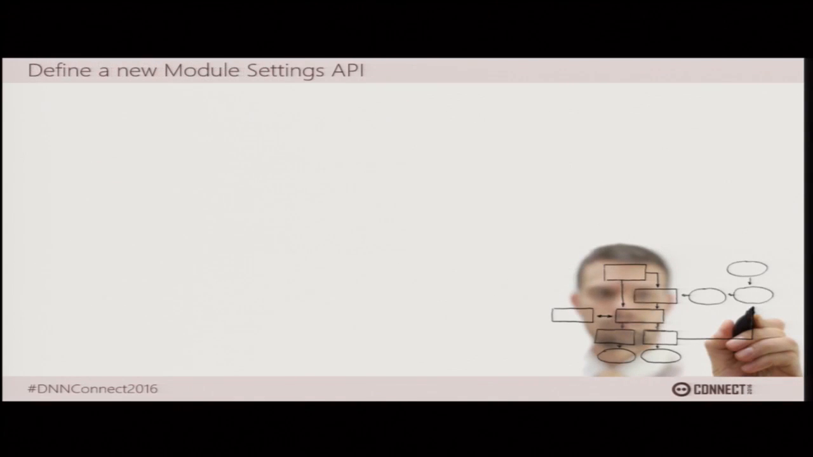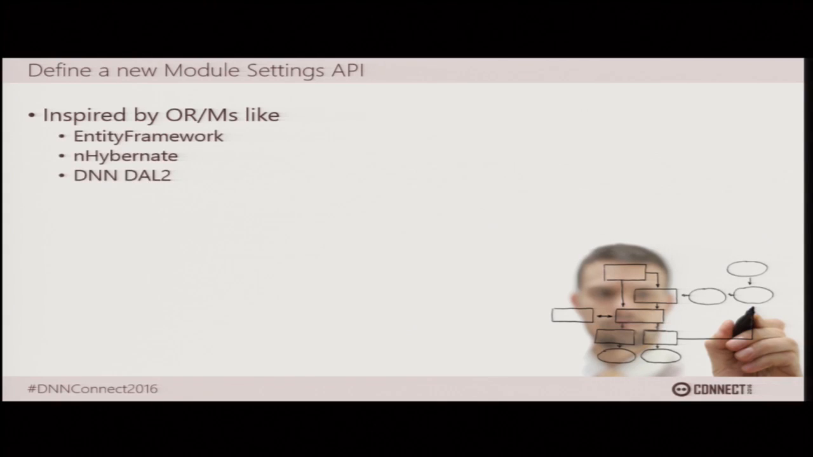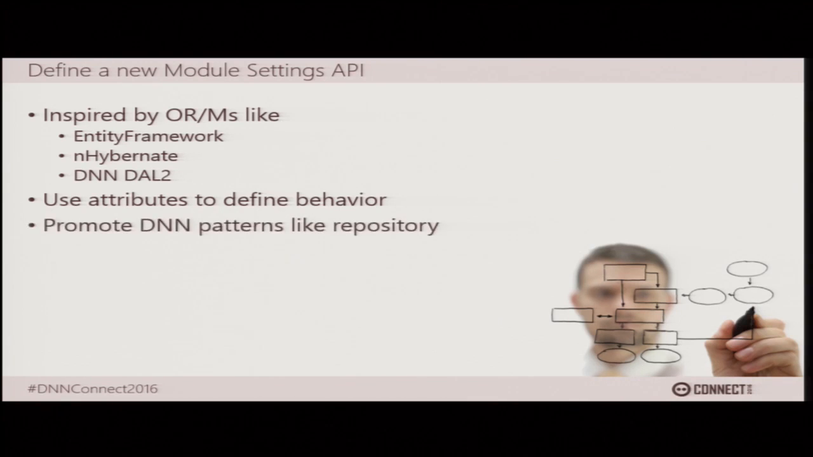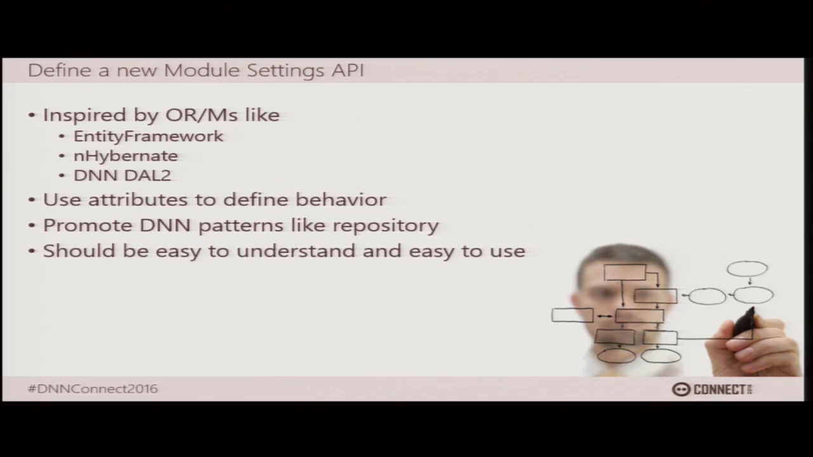Okay, defining a new module settings API. What were our thoughts, our requirements? We were a little bit inspired by the so-called object relational mappers. Like you all know the Entity Framework, maybe some of you know NHibernate, but you all know the DNN DAL2. As you know, these frameworks like to use attributes to define behavior, so we thought that might be a good idea for the module settings as well. We like to promote the DNN patterns, and especially the repository pattern. And it should, of course, be very easy to understand and very easy to use for any developer.